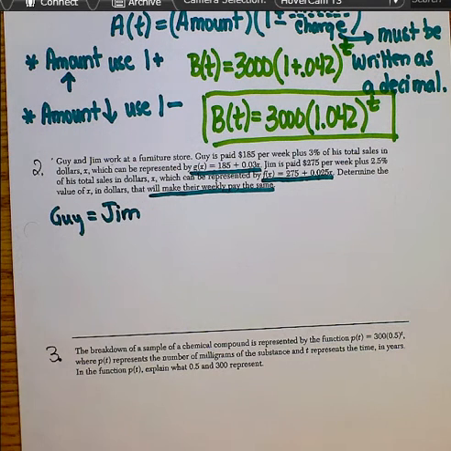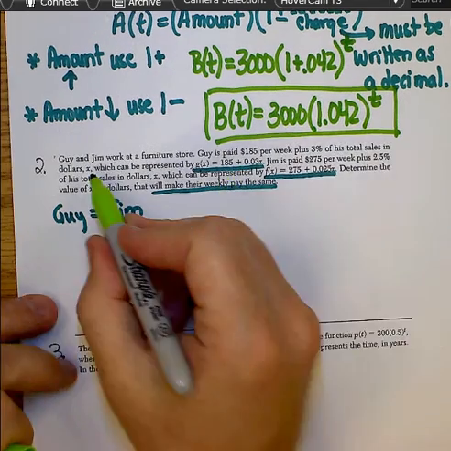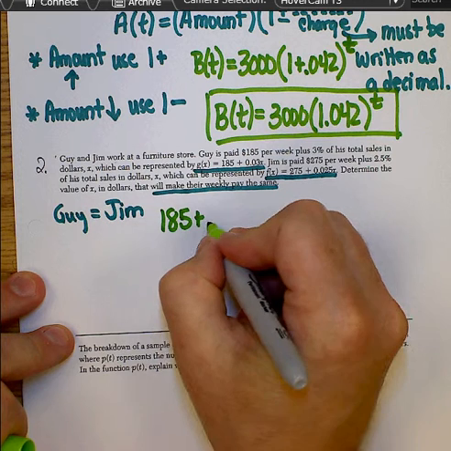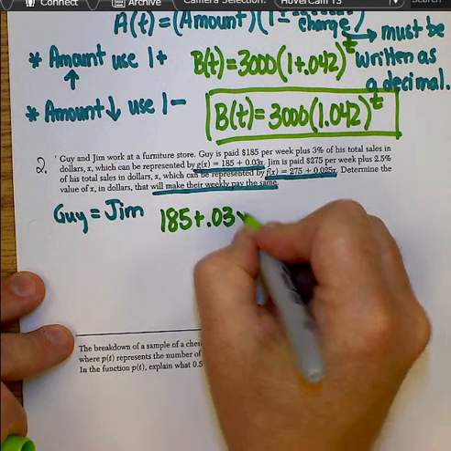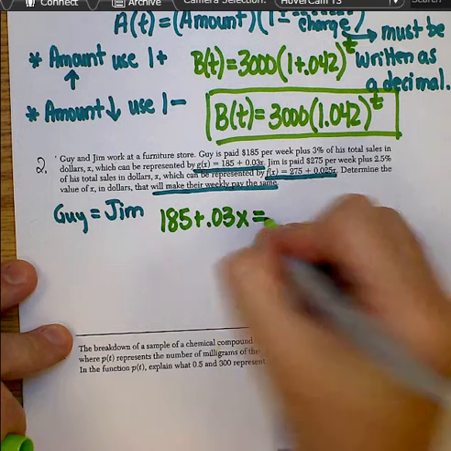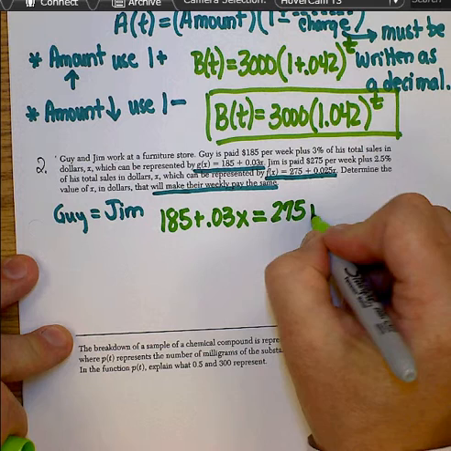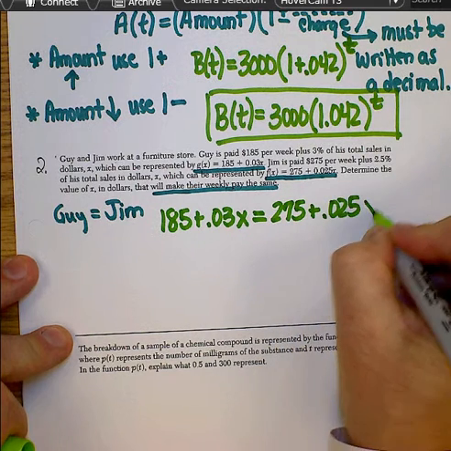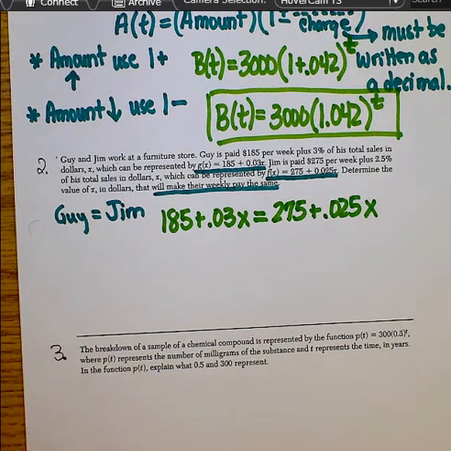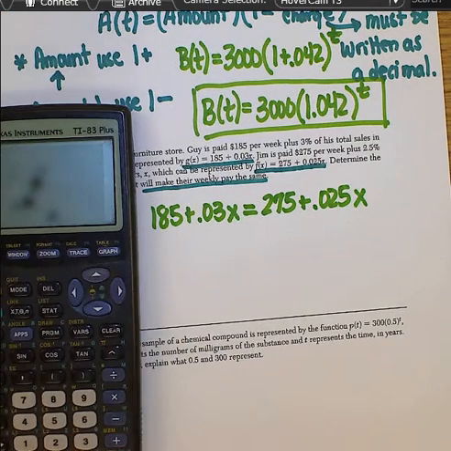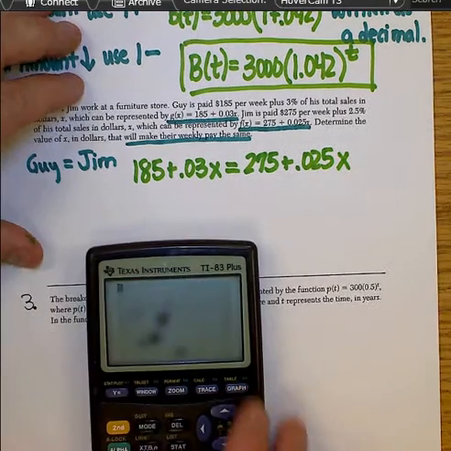Well, what is Guy's weekly pay? Guy's weekly pay is $185 plus 0.03x. And we want that to equal Jim's pay. Well, what's Jim's pay? That's f of x. That's $275 plus 0.025x. We want to know when those two equations are going to be the same. This is solving a regular linear equation. And I'm going to bring my calculator in to help me with some of the calculations.